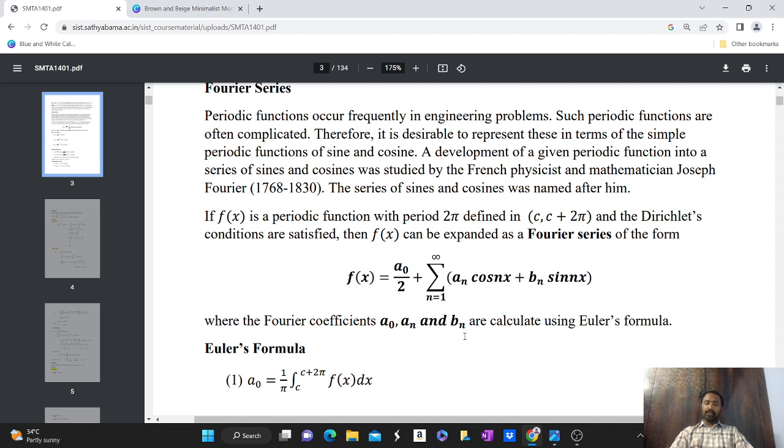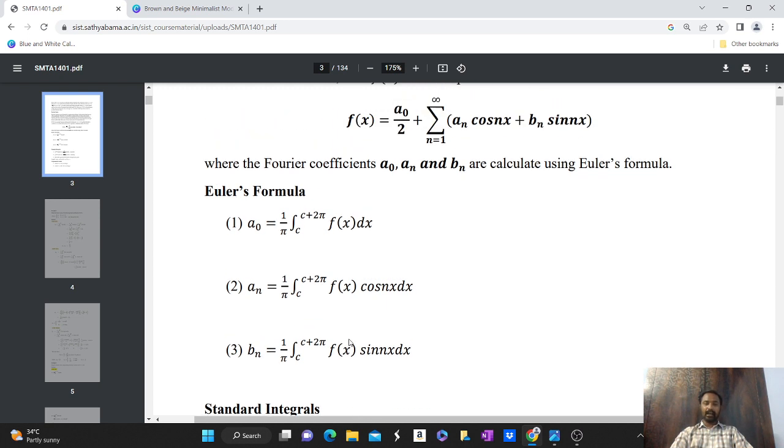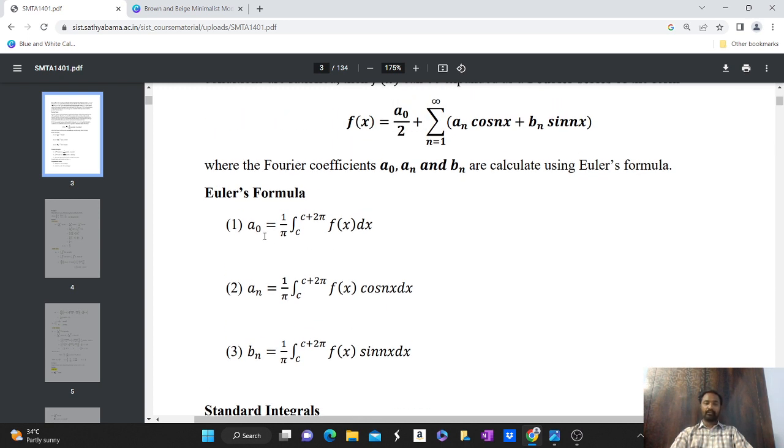By calculating using Euler's formula, a naught equals 1 by pi integral from c to c plus 2 pi of f of x dx, a n equals 1 by pi integral from c to c plus 2 pi of f of x cos nx dx, and b n equals 1 by pi integral from c to c plus 2 pi of f of x sin nx dx. This is the Euler formula. We have to substitute the values of a naught, a n, b n in the Fourier series formula.